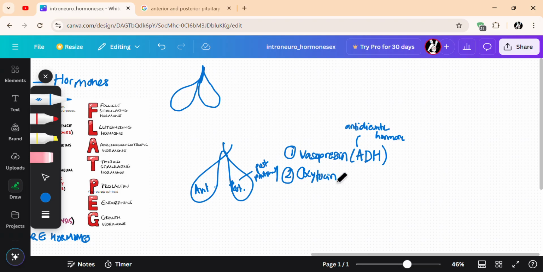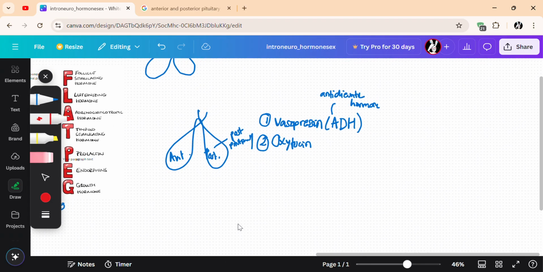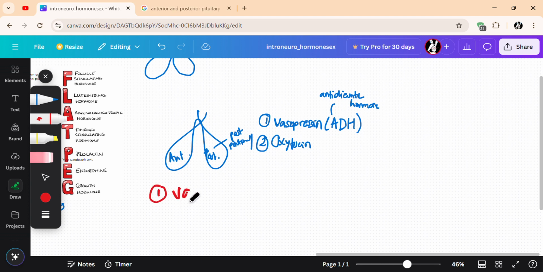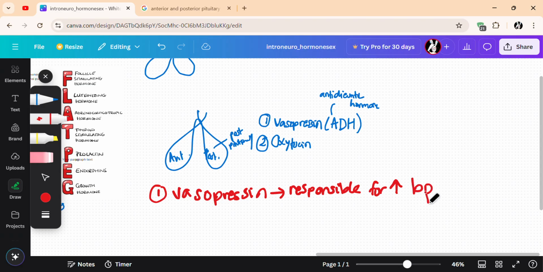Now, vasopressin, let's take it one by one. Vasopressin literally means vessel pressure. And so, as the name implies, this hormone is responsible for increasing blood pressure, BP. Let's write it out as blood pressure.